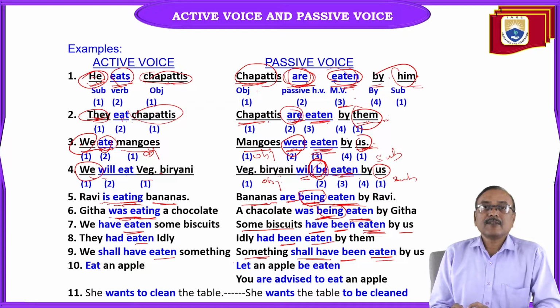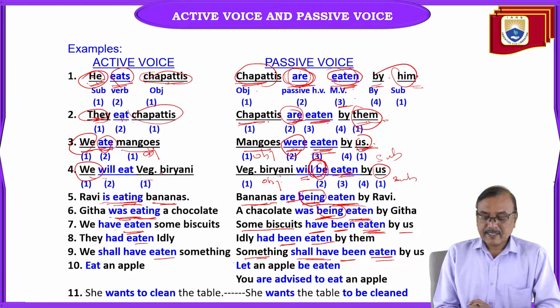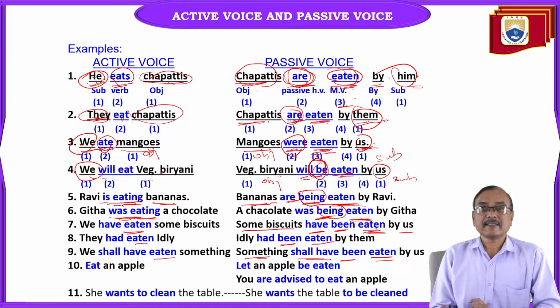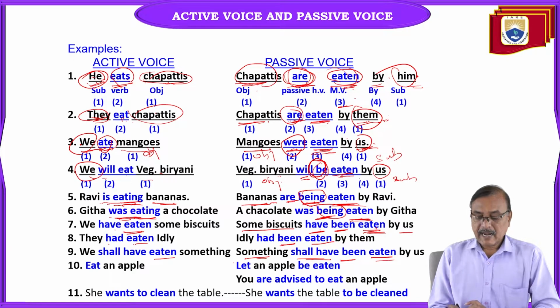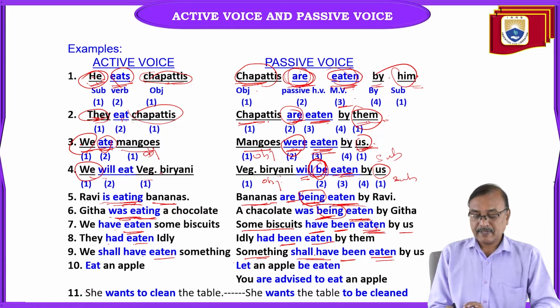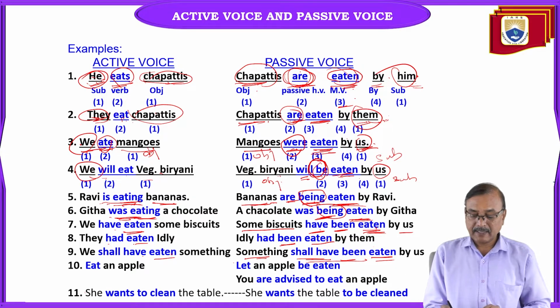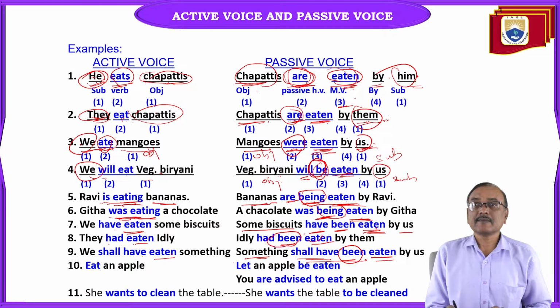And you see the perfect tenses: "have eaten" became "have been eaten", "had eaten" became "had been eaten", "shall have eaten" became "shall have been eaten". So in the perfect tenses, what extra is coming? This "been" is coming in perfect tenses.